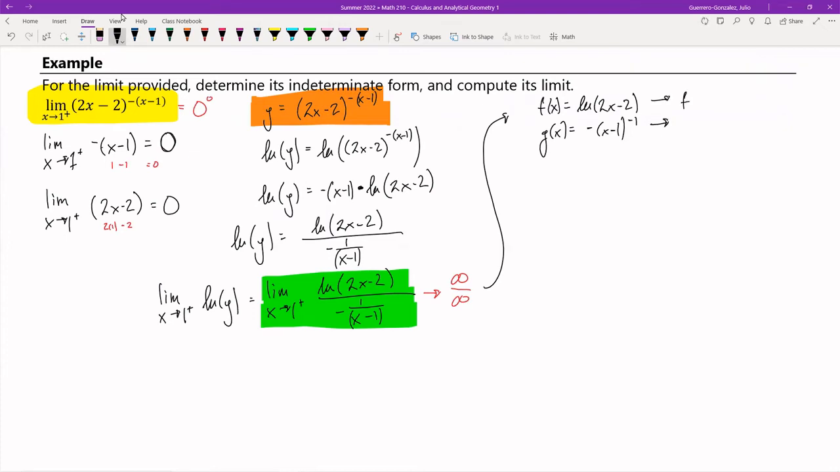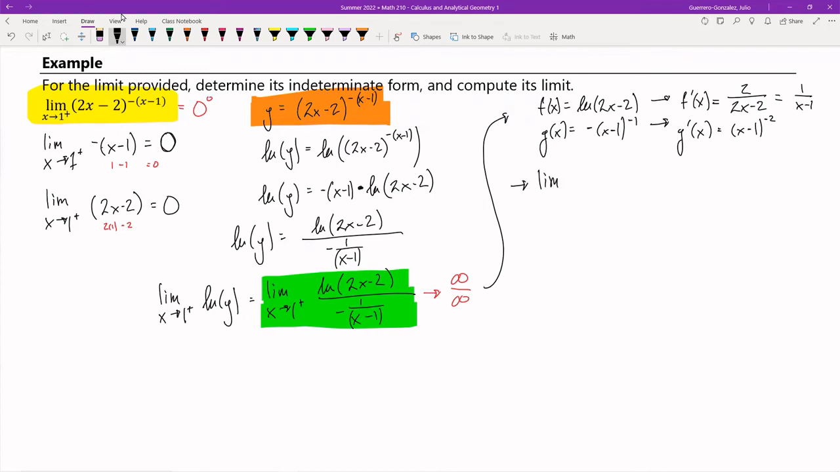So f prime of x is going to be 1 over 2x minus 2 times the derivative of the inside, which is 2. So this is going to be 2 here, right? And this reduces down to 1 over x minus 1. g prime of x is going to be x minus 1, negative 2. So the negative 1 drops, cancels this out, and then it's going to be negative 2 times 1. We're all done.